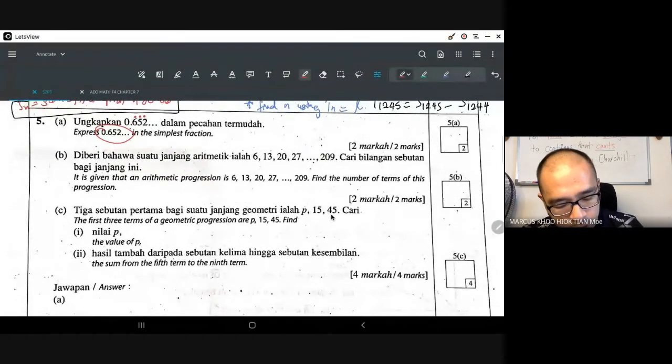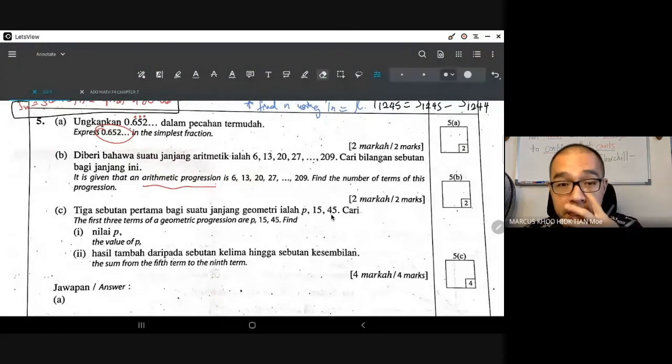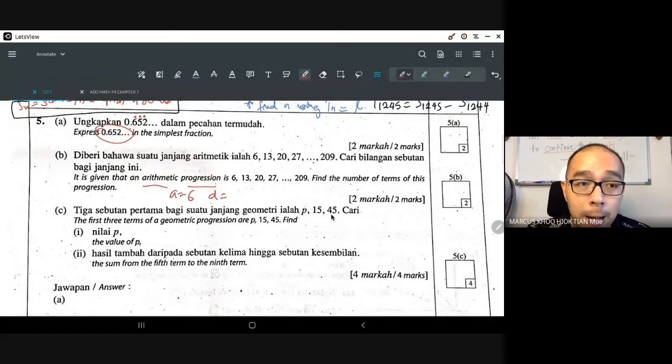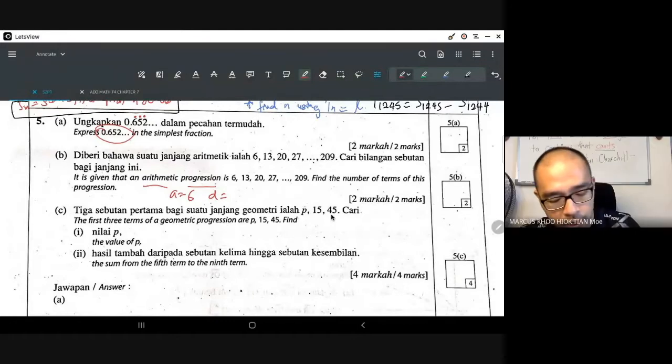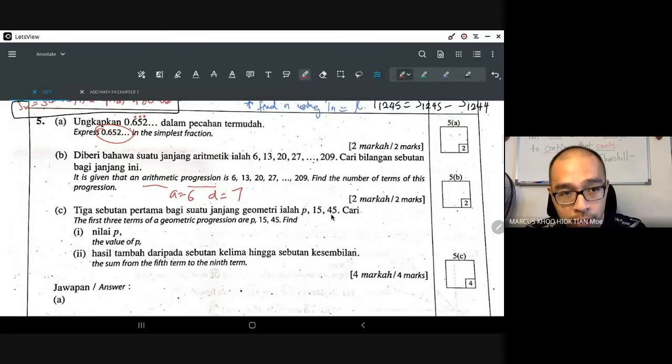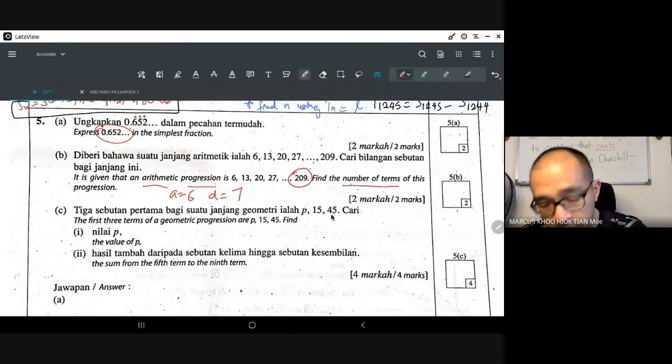It is given that the arithmetic progression is 6, 13, 20. Arithmetic progression means you need to find the D. Okay, tell me what is the D first. A is 6, D is 7, positive 7 because it's increasing. Now the problem is they've given you the last term, which is 209. The question is to find the number of terms.